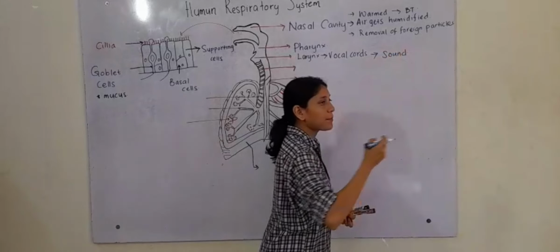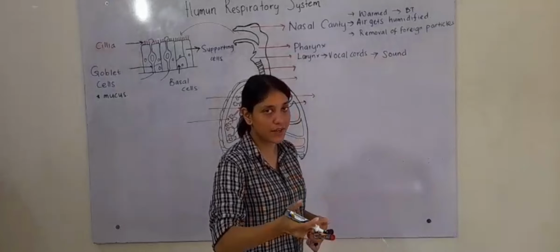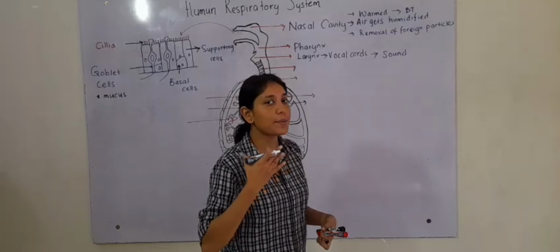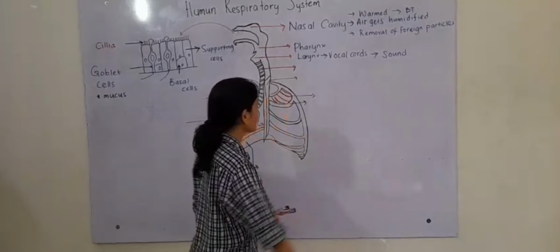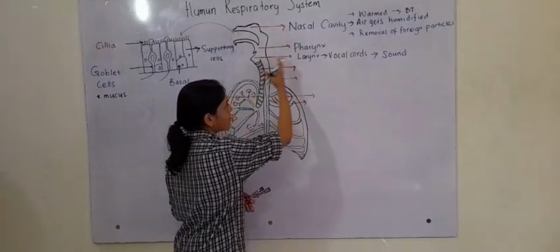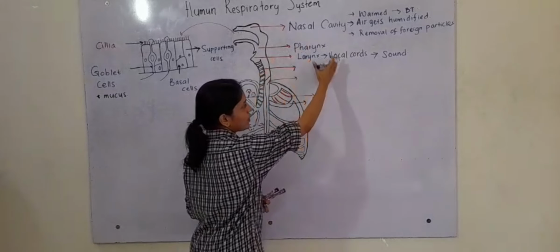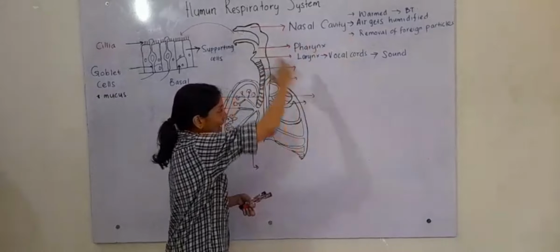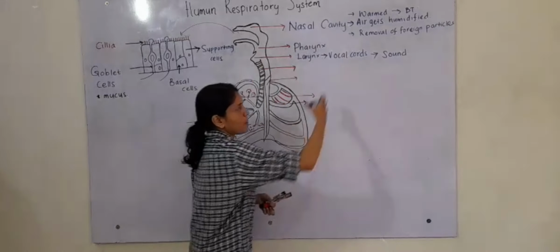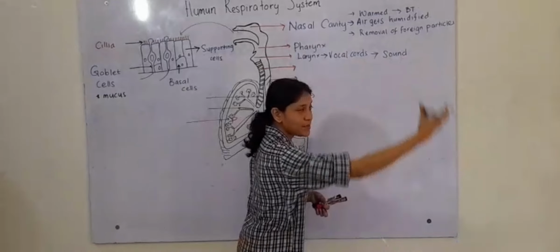So when I am teaching, the sound is produced, right? My vocal cords are going to vibrate and produce that sound. Understood? So below the pharynx you have the larynx. In the larynx, people, you can find the vocal cords. When air is passing through these vocal cords, sound is produced.